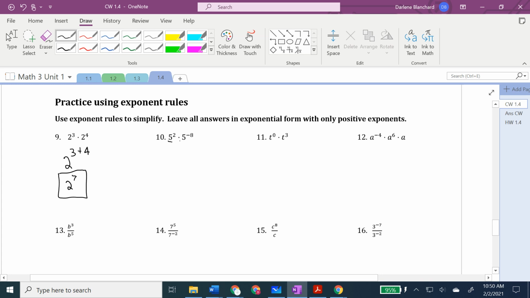For the next one, I am multiplying and I have the same base. The rule says that I add them. However, there's another way you could have looked at this. When I add the exponents, 2 plus -8 is -6.